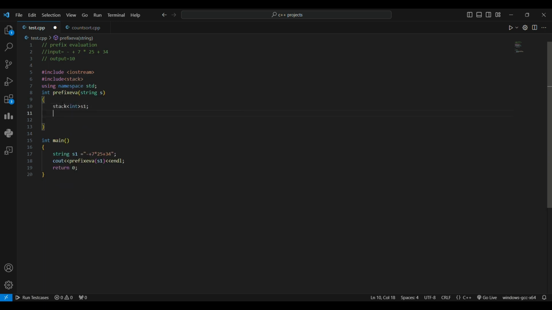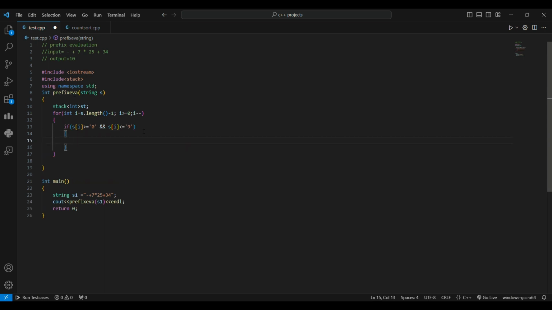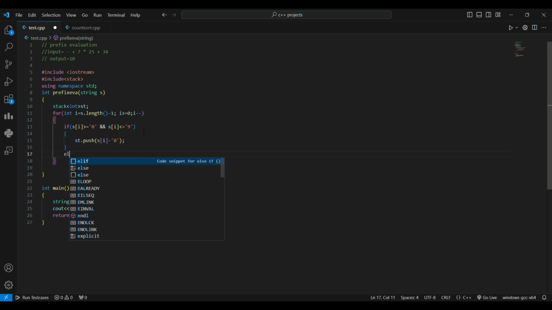I created a for loop which starts with s.length minus 1, i must be greater than or equal to 0, and each time i will be decremented. Inside the loop, if s[i] is greater than or equal to 0 and s[i] is smaller than or equal to 9, it means that it is a digit in our string. Thus we simply push it to the stack, as s[i] minus 0. If it is not a digit, then it is definitely an operator.